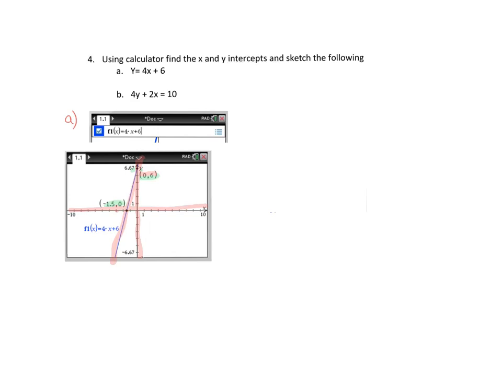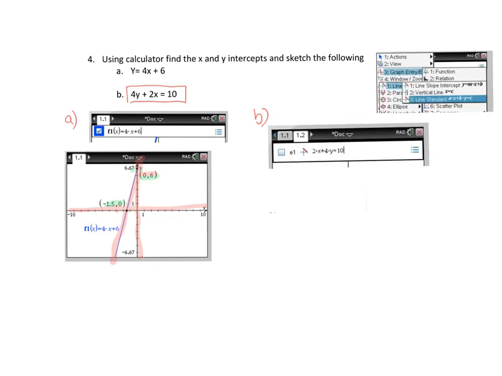Now with this next one, with B, you can see it's not in that same format anymore. So this is where we've got to go and change the graph entry. So for this part B, we've gone into a graph page, and we've then gone and pressed menu, and we've gone to graph entry here, number 3, and I think we went to equation underneath that, and we've picked a line, and we want this last one here because that's what our formula looks like.